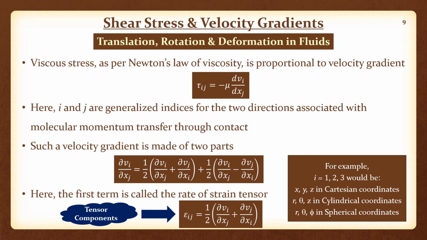Now that we are looking at the velocity gradient, this velocity gradient can be thought of as made of two parts. What have I done here? I have done a little bit of mathematical jugglery, right? I have taken dou vi by dou xj, and I have split it into two parts. Half dou vi by dou xj here, and then another half dou vi by dou xj in the other brackets. And then I have taken the transpose of this. Basically, instead of dou vi by dou xj, I have dou vj by dou xi. I have added it to one tensor, and subtracted it in another tensor.